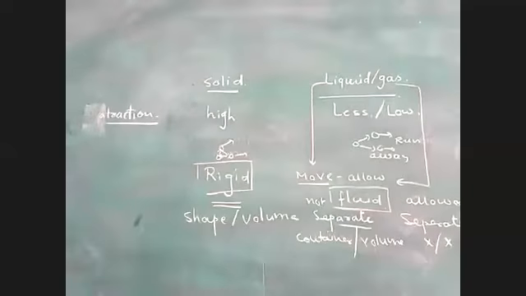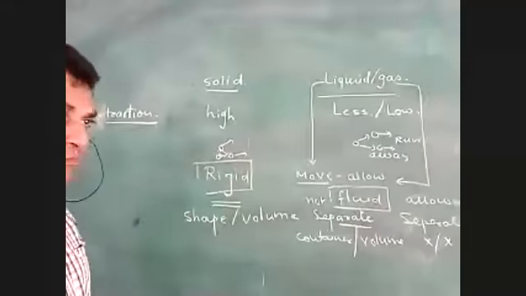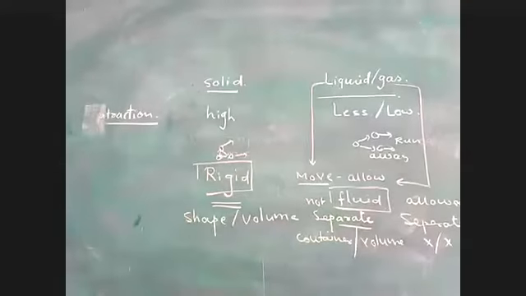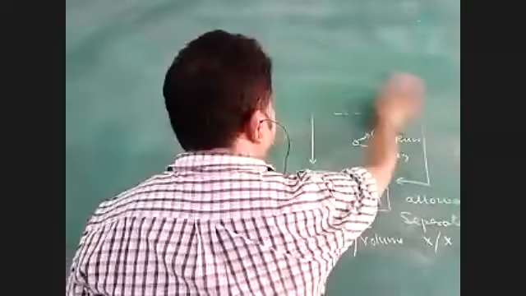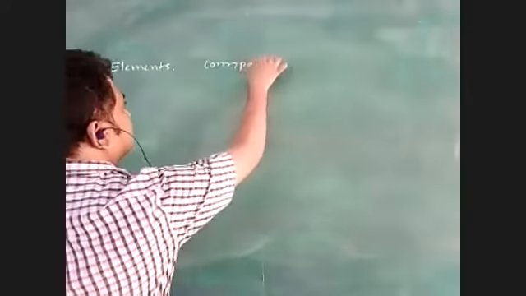So I hope that you understand there are solid, liquid, and gas, and why one is known as rigid and why the others are known as fluid. Then if we talk about the types of matter, then we can conclude the elements. Elements have the same atoms. So first today, we will talk about the elements, then something about the compounds. So dear students, elements are made up of the same atom.